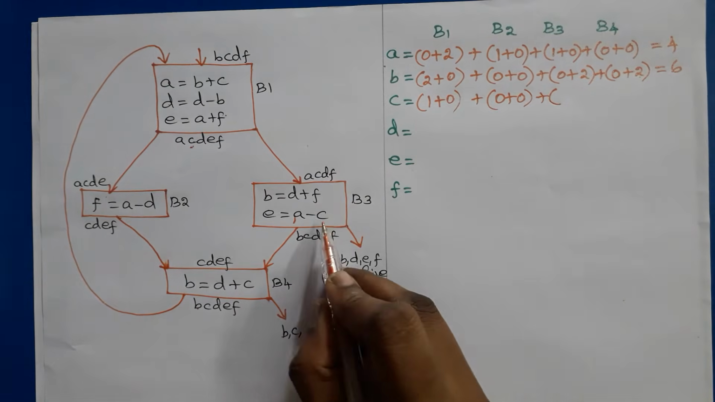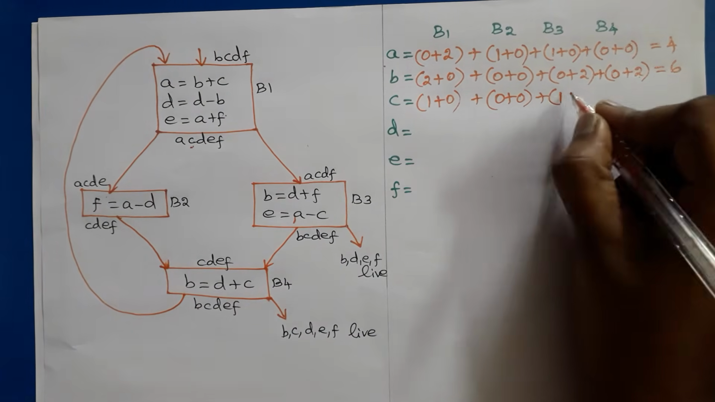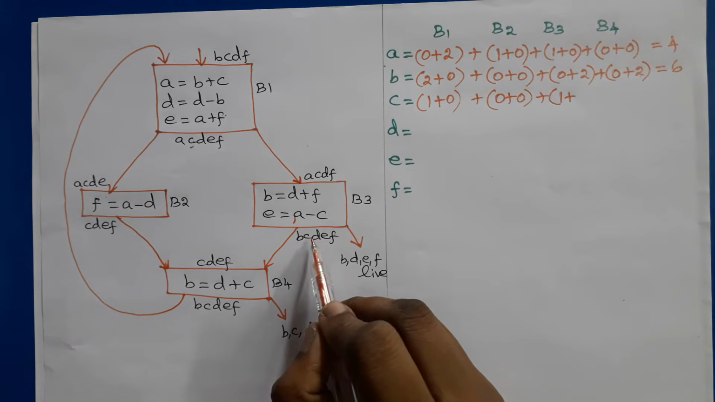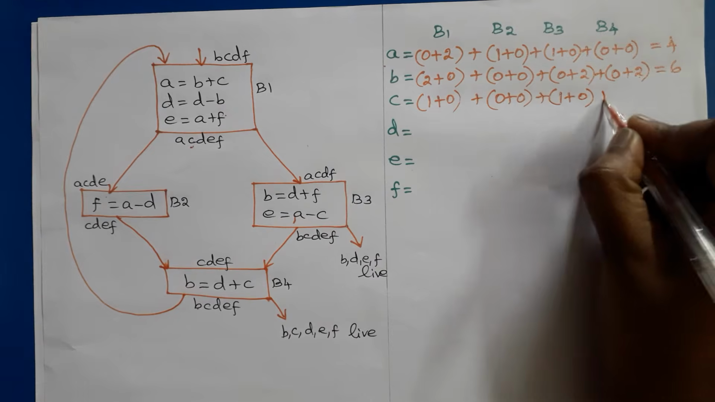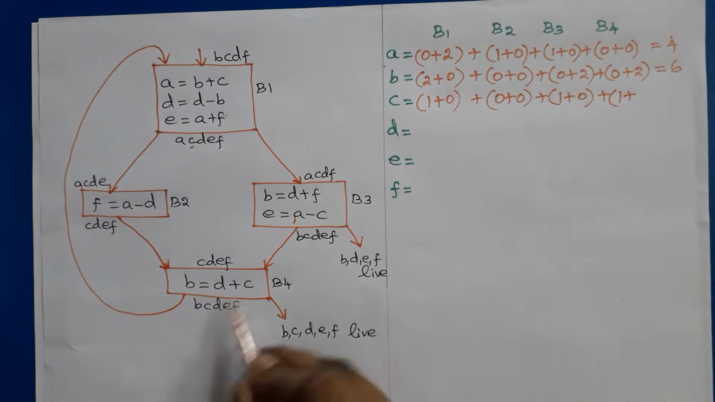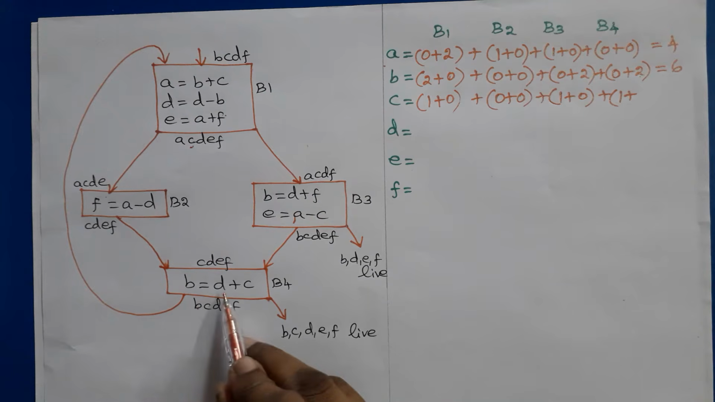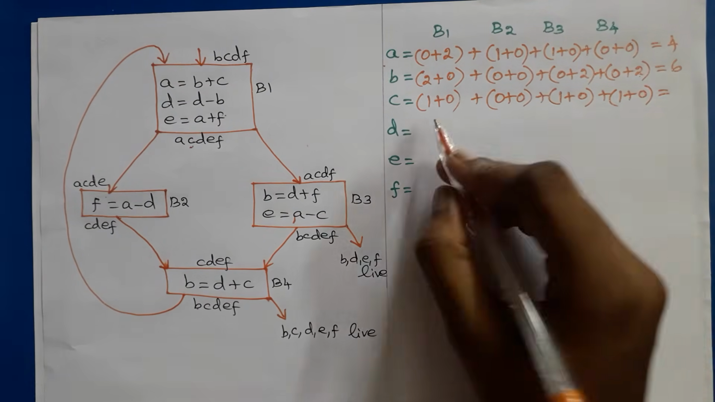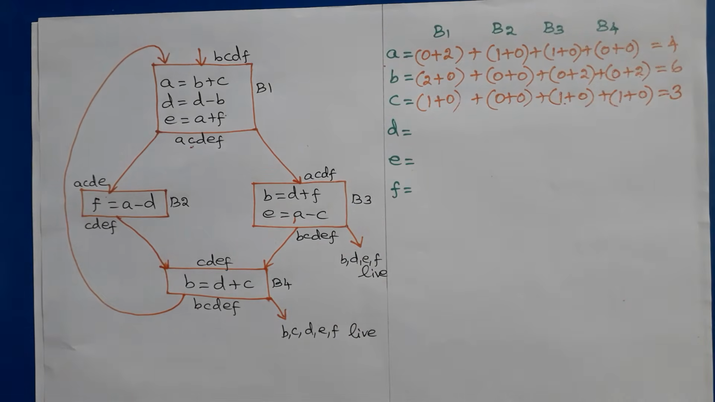C is live on exit, but it is not having any assignment to C, so 0. Then C is used one time here, so 1, plus C is live on exit, but it is not assigned any value, so 0, plus C is used one time in B4 and C is live on exit, but there is no assignment for C, so 0. So the total cost is 3. 1 plus 1 plus 1, 3.